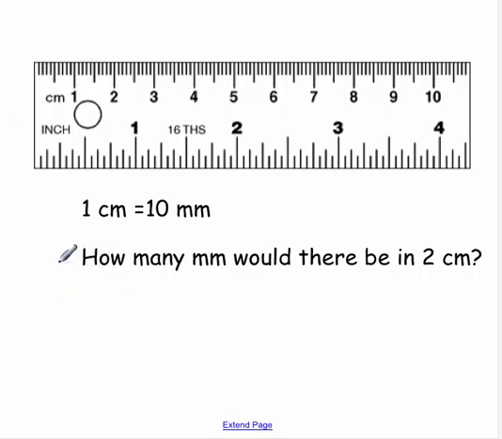My question is, right down here at the bottom, how many millimeters would there be in 2 centimeters? So I know that there are 10 in 1 centimeter. If I make one more jump of 10, I would know that there are 20 millimeters in those 2 centimeters of length.